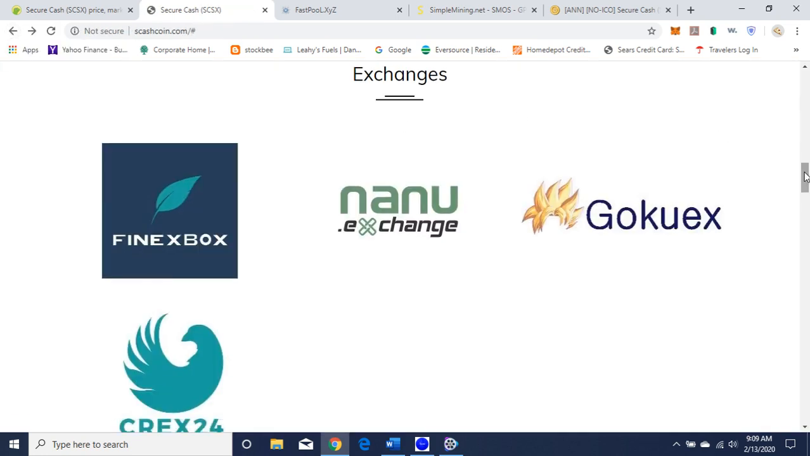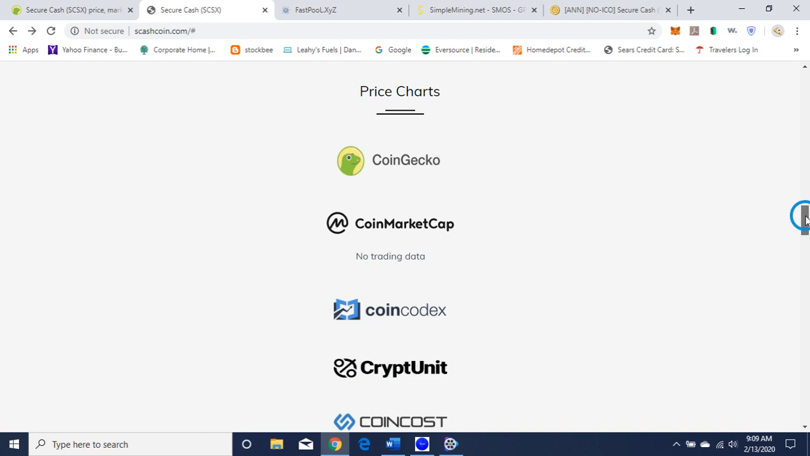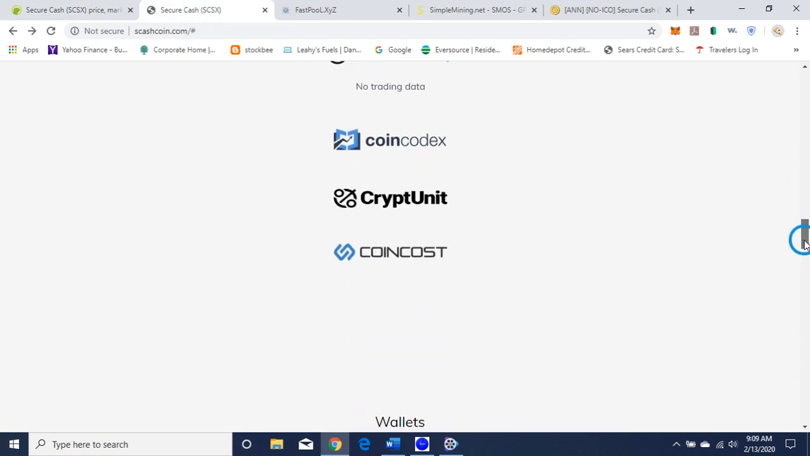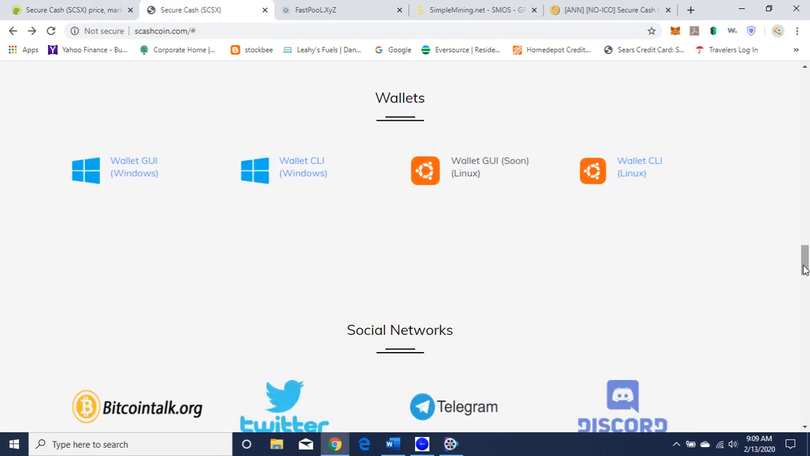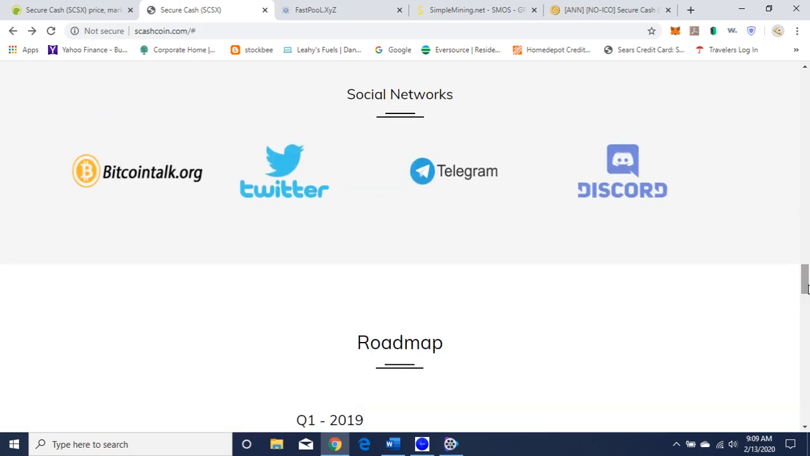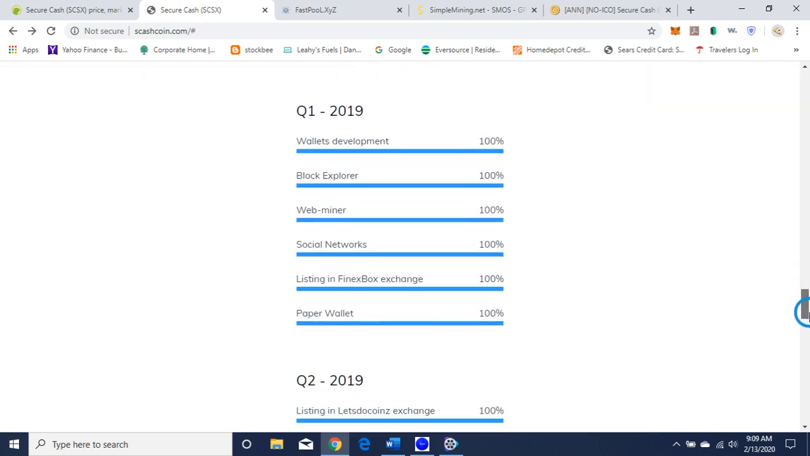So let's just go back to the website. CoinGecko. So it's on CoinGecko here, and it has all the social media links and the website link here. These are some other links you can click on when you get a chance. Here are the wallets you can download. I did the Windows wallet here. The social network links here. And here's the roadmap.